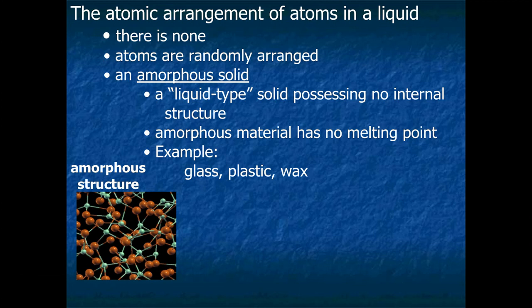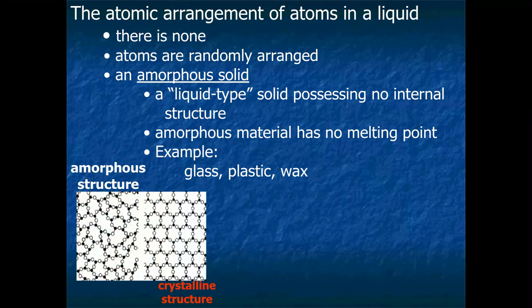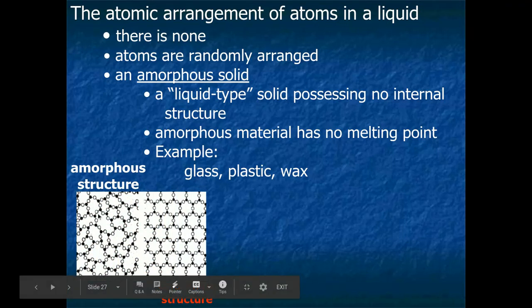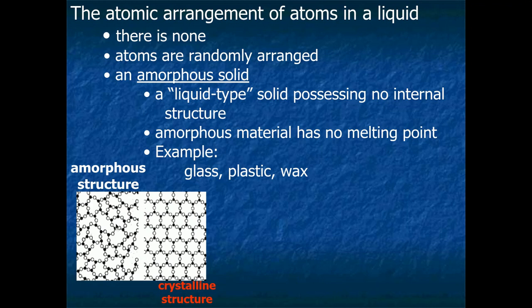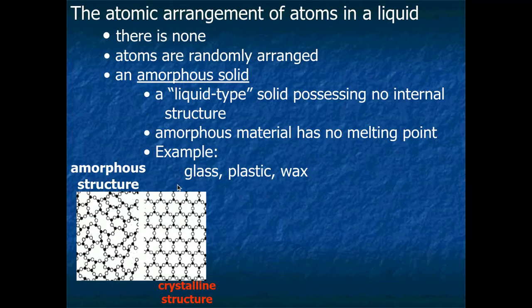If you contrast that and look at a crystalline structure, so in this part of the slide, we have an amorphous structure here in which the atoms are arranged very randomly. And if you contrast that to a crystalline structure, the atoms have a definite geometrical order. And that distinguishes the difference between a crystalline material here and then an amorphous material here.